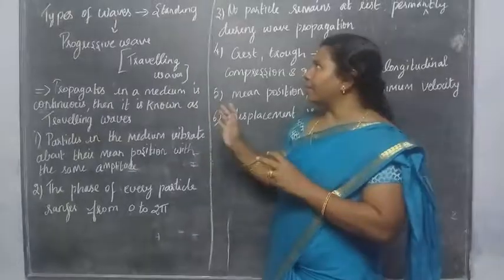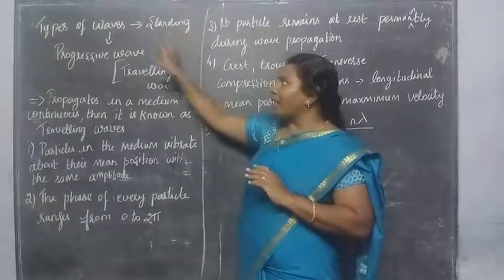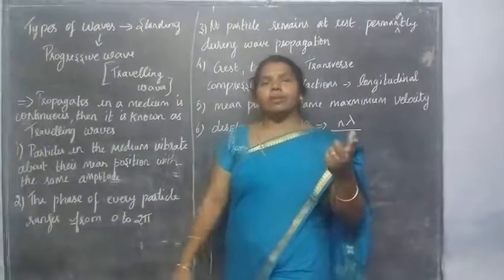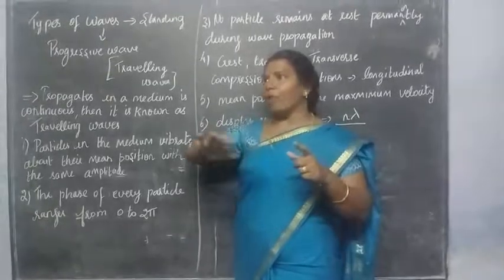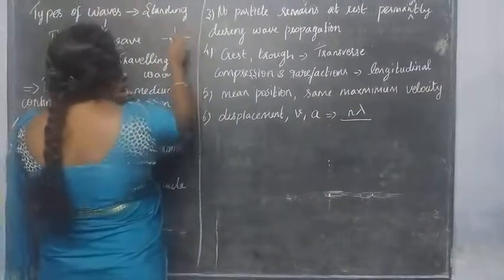Okay. Next, the types of waves: we can categorize them as standing wave and progressive wave. What is called a standing wave? The waves which cannot travel. See here, the particles which cannot. See, in a traveling wave, how the particles move.